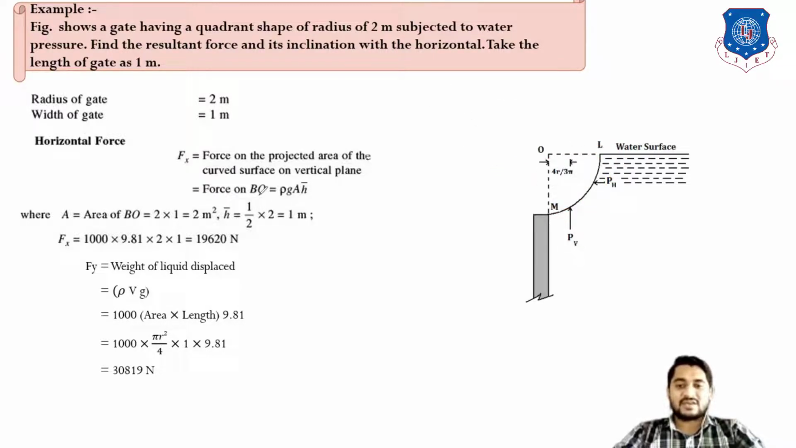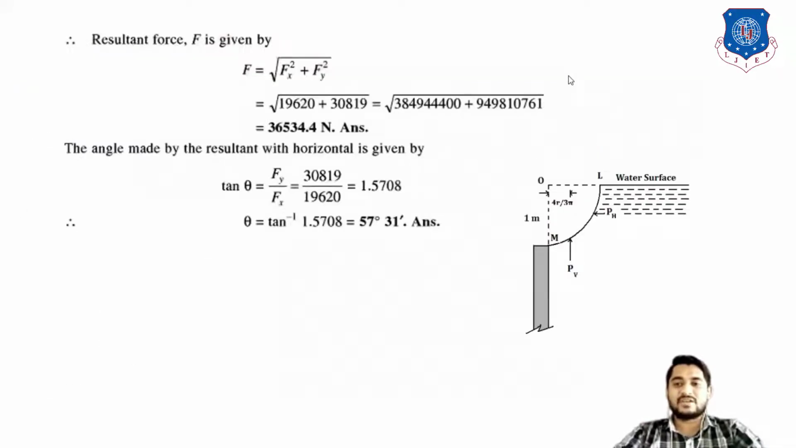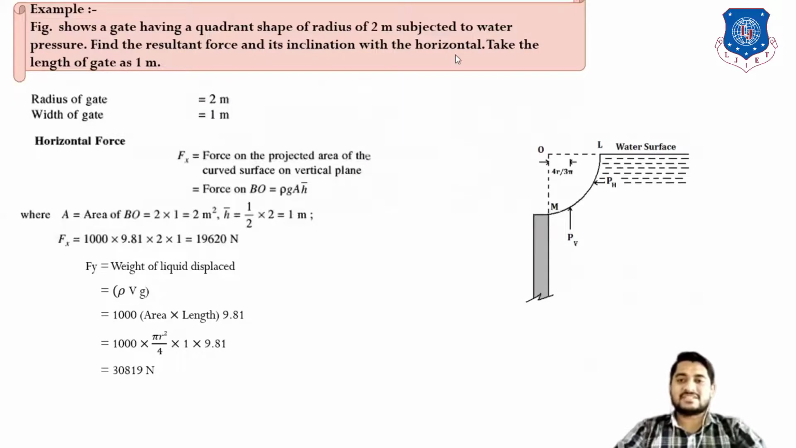So from this Fx and Fy, we can calculate the resultant force as given by the equation. F is equal to under root Fx square plus Fy square. So resultant force F will be 36 kilonewton approximately. For the angle, remember this equation, tan theta will be Fy divided by Fx. That means tan theta will be this. Theta is equal to tan inverse of 1.5708. That means 57.31. So now let us revise this example.